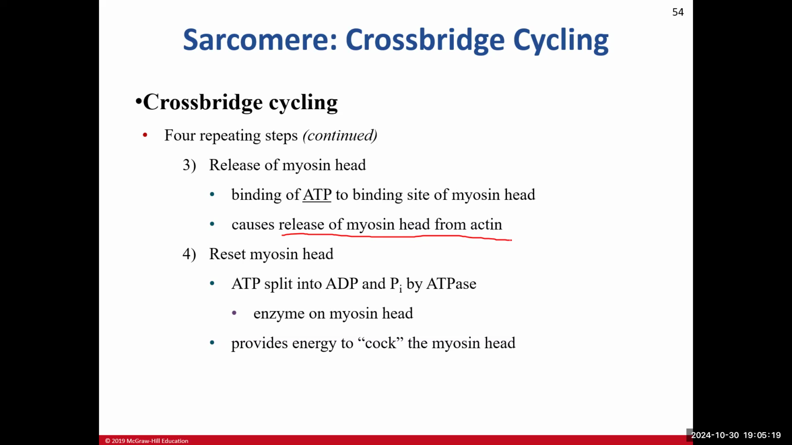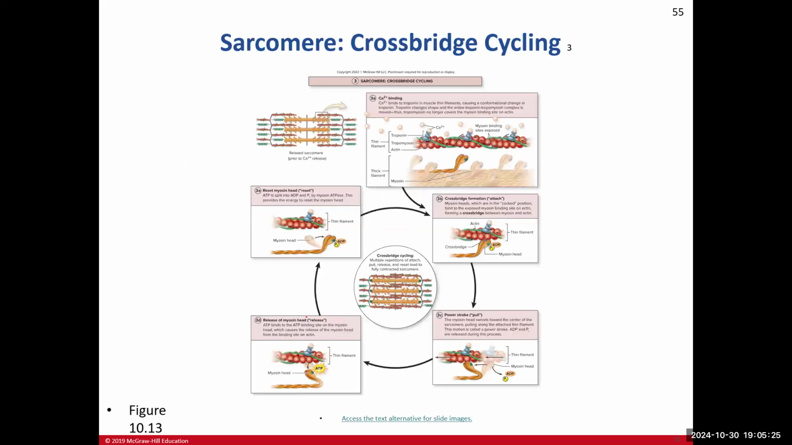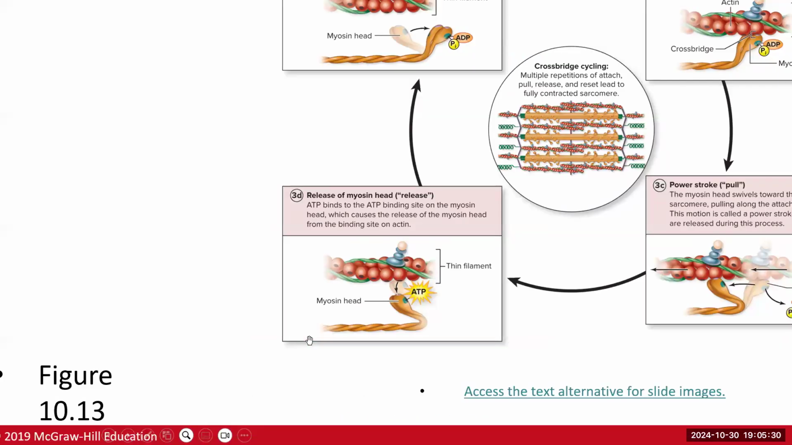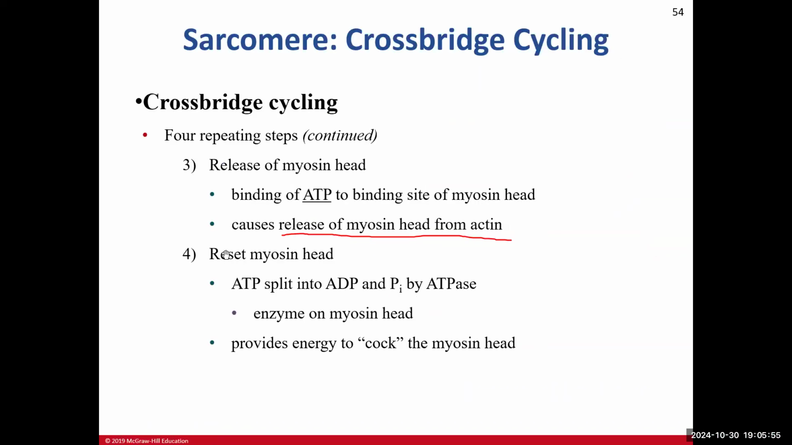Okay, all right. So that's the third step, right? The release of the myosin head. That's what we're going to see here. All right, so in order for that myosin head to release from actin, ATP jumps onto that myosin head, and when it does, it pops off, leaving us the last step, which is where we're going to reset this whole phenomenon to either rest the muscle or do another muscle contraction. So that leads us to step 4, and that's the reset. So we're going to reset.